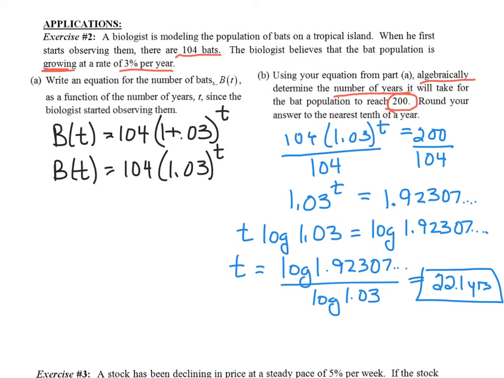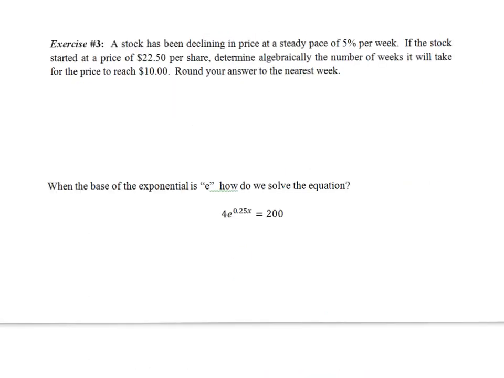We can definitely go back and put that 22.1 years in for t into my equation so that I can go ahead and see if I'm up to 200 bats.